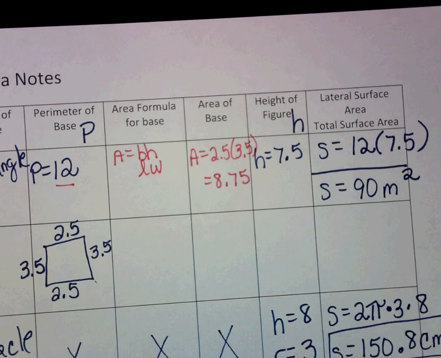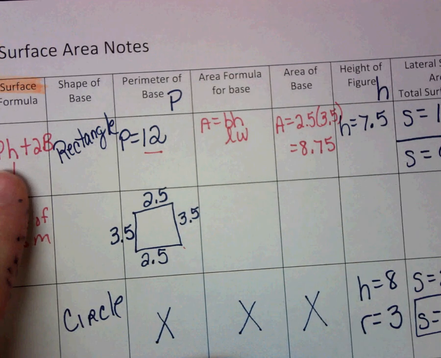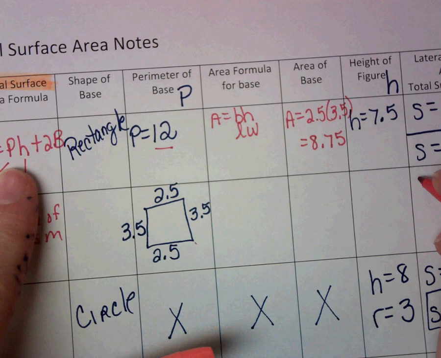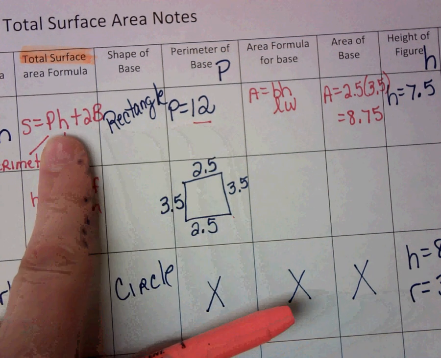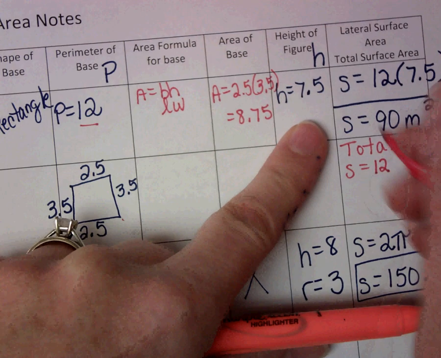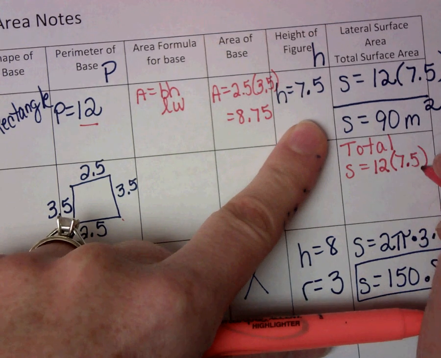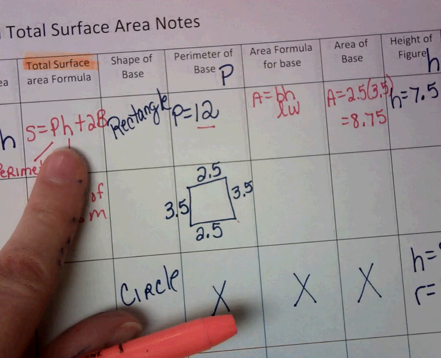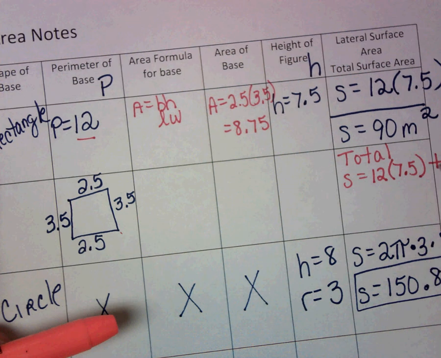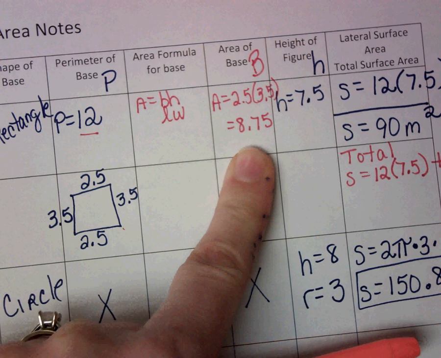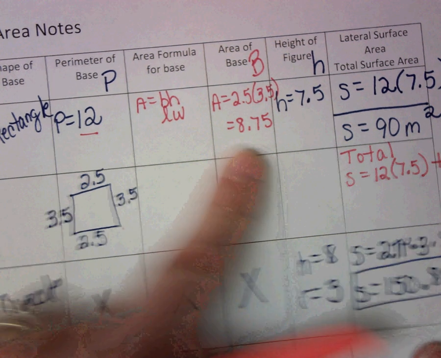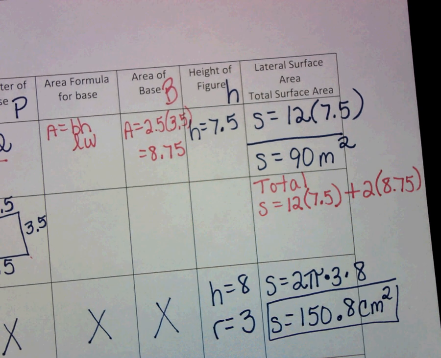So now we've got to put it all together. So I'm going to go back to our formula for the total surface area. Okay, the P, the perimeter, we said was 12. The height of our figure, we said, is 7.5, so 12 times 7.5 plus 2 times the area of the base. Remember, this is our capital B, so 2 times 8.75. So these are the numbers that we're plugging into our formula.